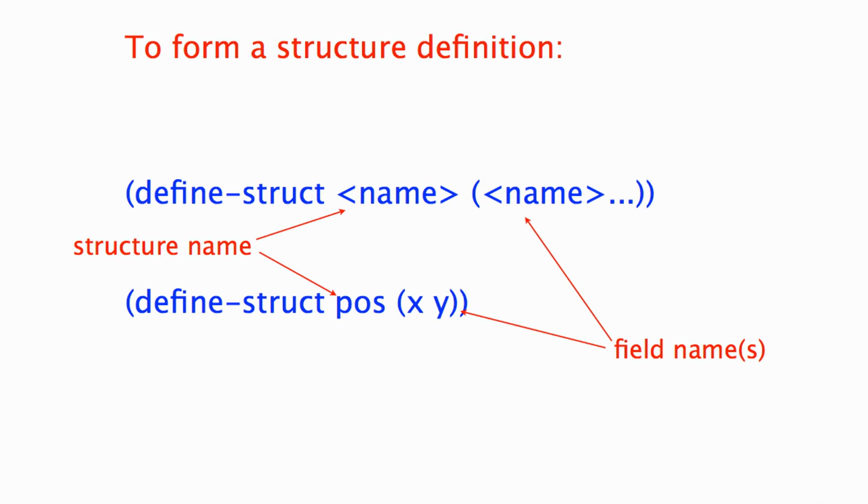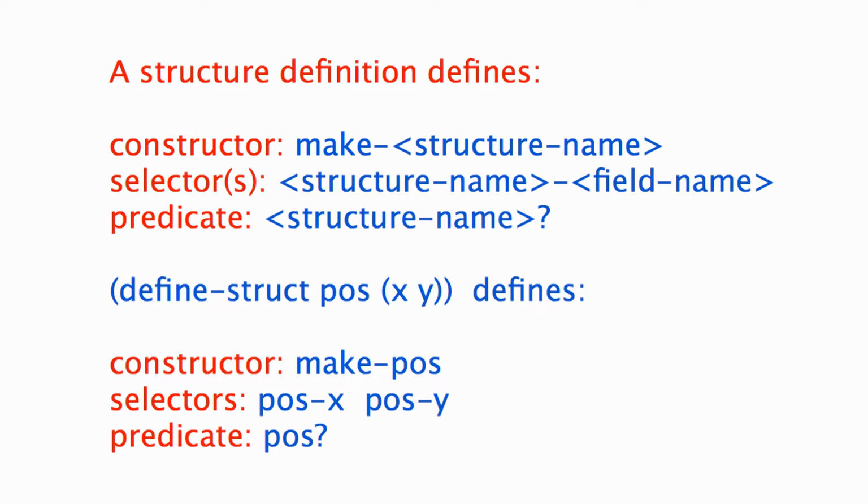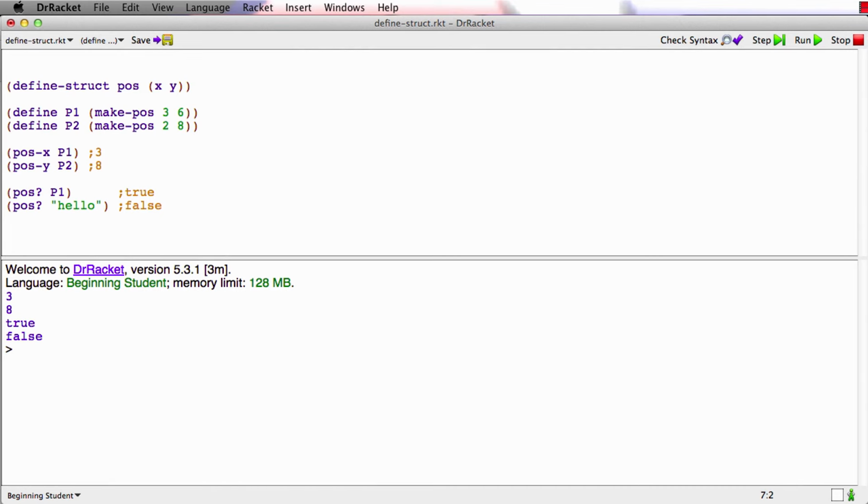So just to review quickly, the way to form a define struct is open paren define struct, some name, which is going to be the name of the structure, a parenthesis, and then some number of other names, 1 or more, that's the name of the fields. That definition sets up a constructor, which is always called make dash the structure name. It sets up as many selectors as there are fields, which are always called the structure name dash the field name. And it sets up a predicate, which is always called structure name ?